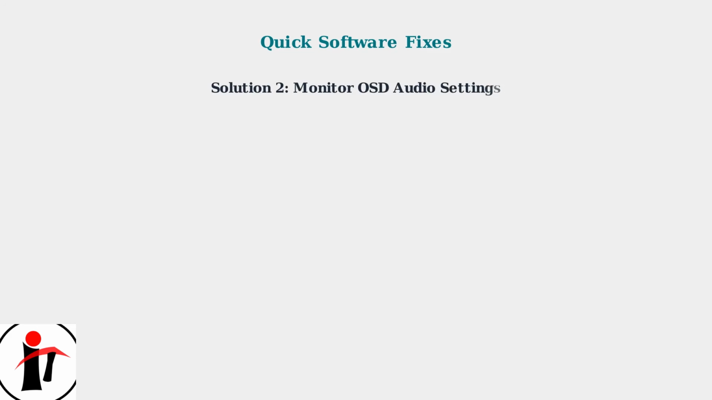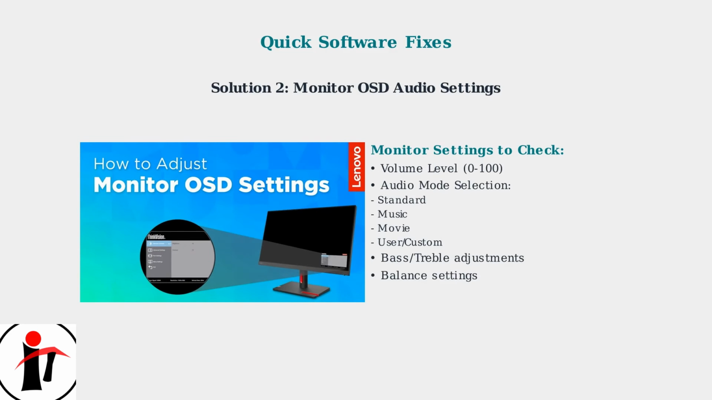The second solution involves your monitor's built-in settings. Access your monitor's on-screen display menu, usually through buttons on the monitor itself. Look for audio settings where you can adjust volume from 0 to 100 and explore different audio modes like standard, music, or movie for optimized sound profiles.